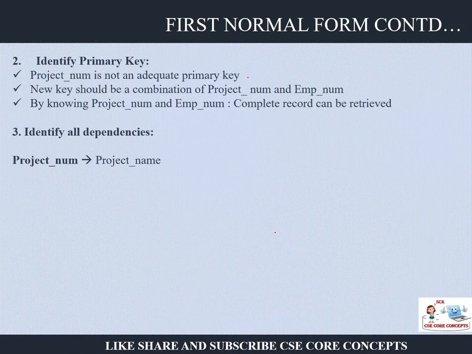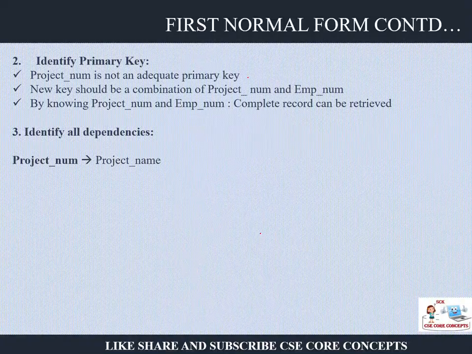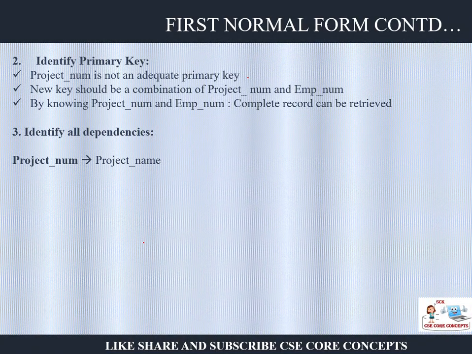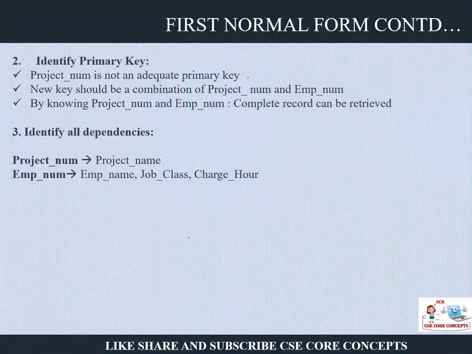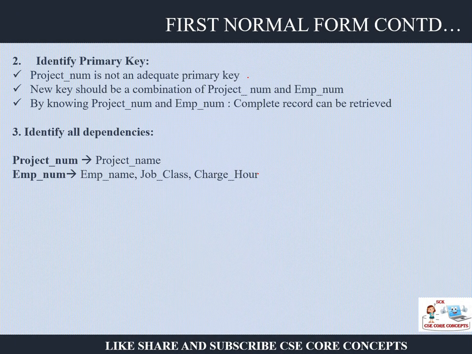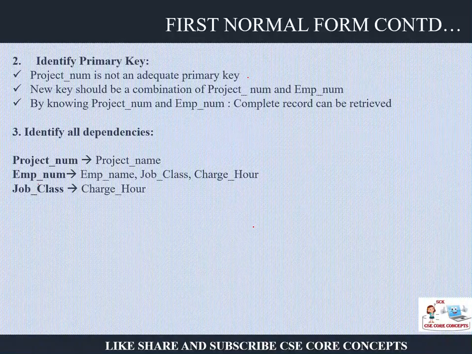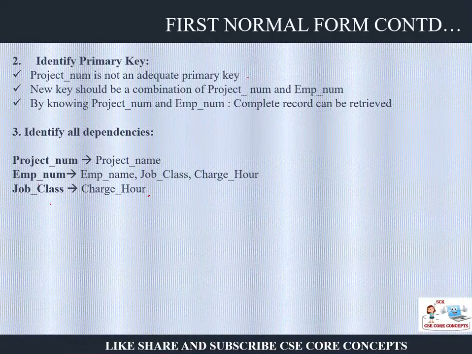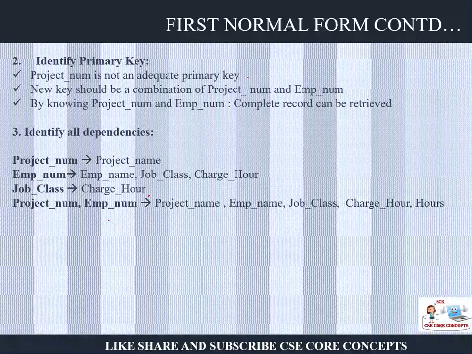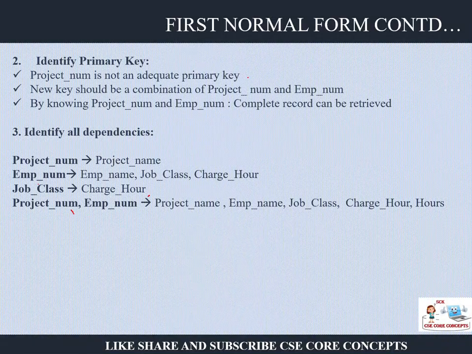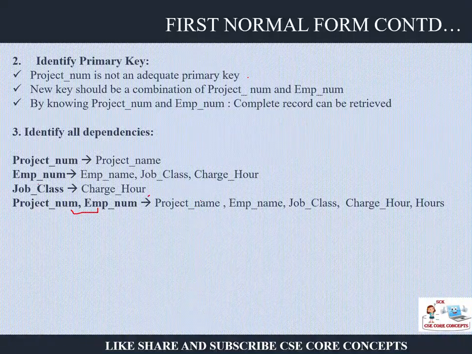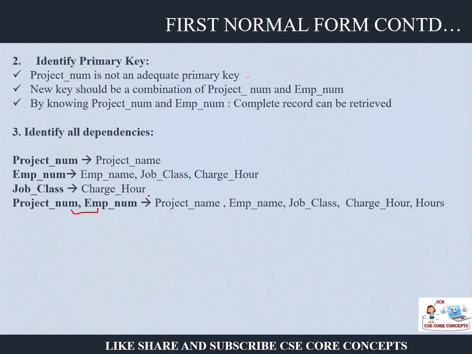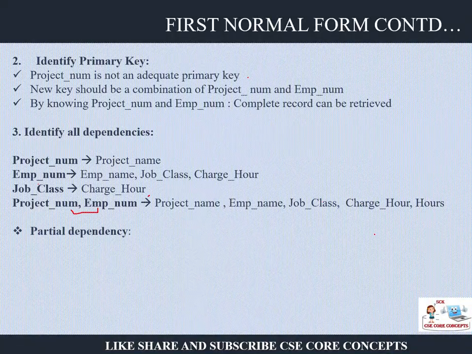Right. So now we have to identify all the dependencies, that is, which attribute is dependent on which attribute. Like project name is dependent on the project number. Employee name, job class, and charge per hour are dependent on the employee number. So these are the details of the employee. The charge per hour of the employee depends on the type of job he is doing. Understood? So project number and employee number, when you form them together, will decide the whole row: the project name, employee name, job class, charge per hour and the number of hours.